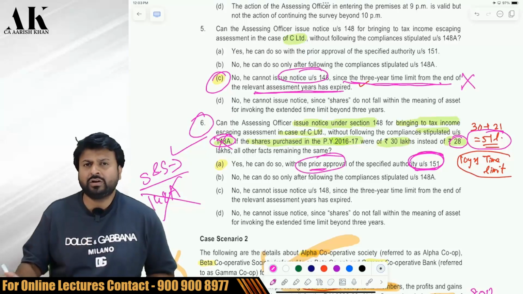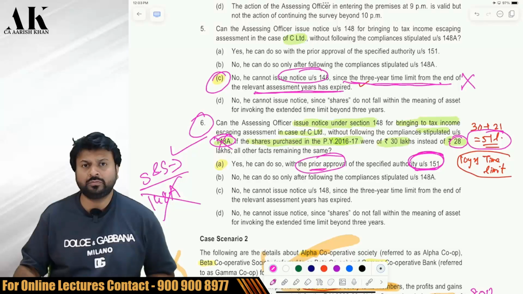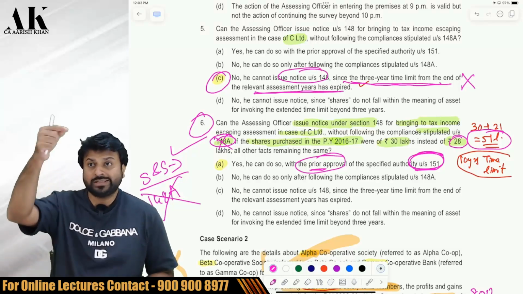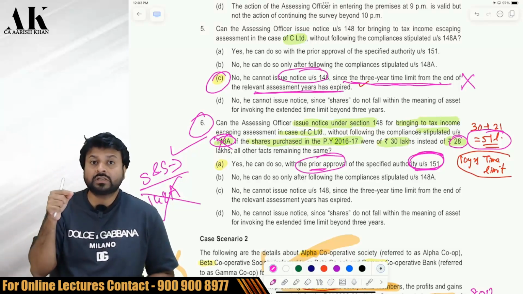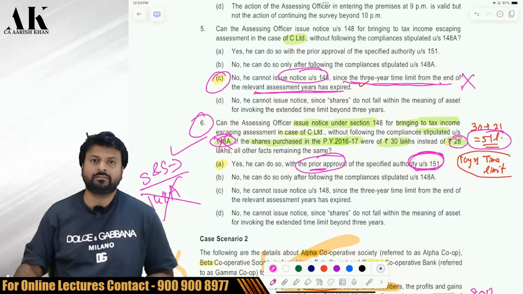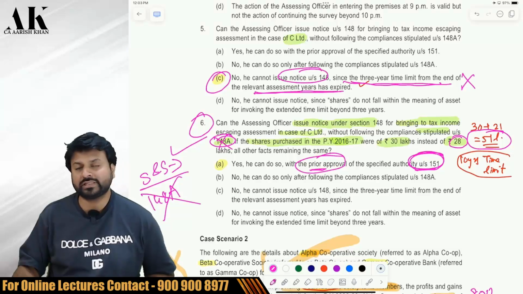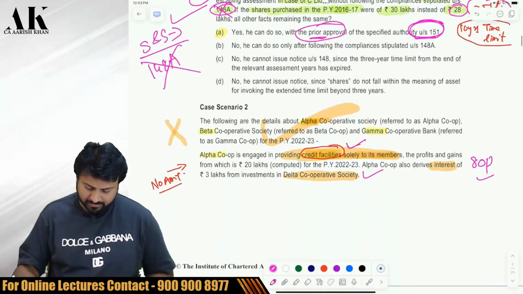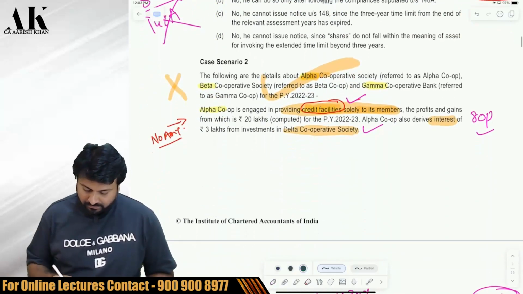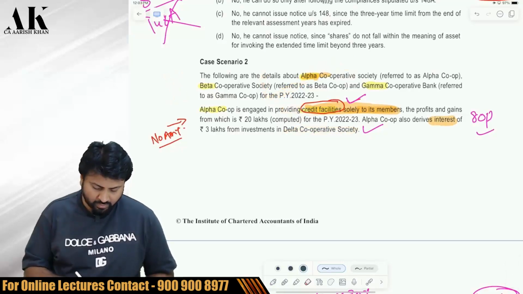And why am I not following the due procedure under 148A? Because go and see 148A. In case of search and seizure, you don't have to follow 148A. There is no need to send an inquiry notice in case of search and seizure. Go and check it. Okay. So this is what this beautiful question is all about. Okay. Now let's go ahead with the next question.